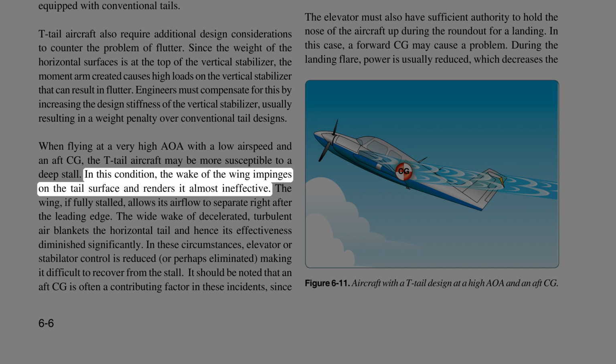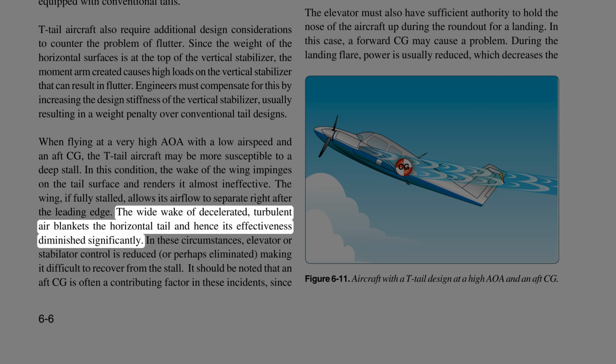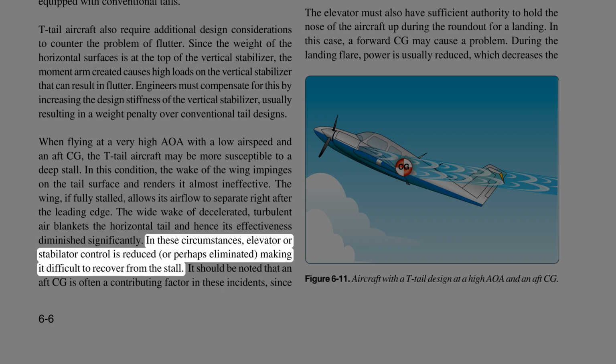In this condition, the wake of the wing impinges on the tail surface and renders it almost ineffective. The wing, if fully stalled, allows its airflow to separate right after the leading edge. The wide wake of decelerated, turbulent air blankets the horizontal tail and hence its effectiveness is diminished significantly. In these circumstances, elevator or stabilator control is reduced, or perhaps eliminated, making it difficult to recover from the stall.